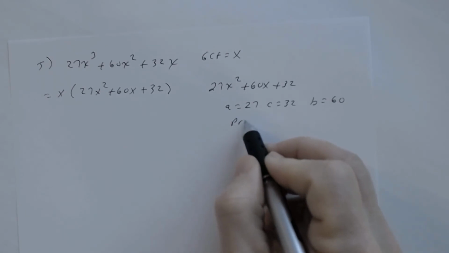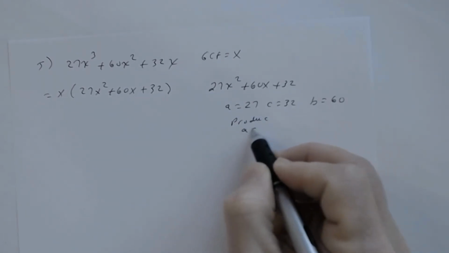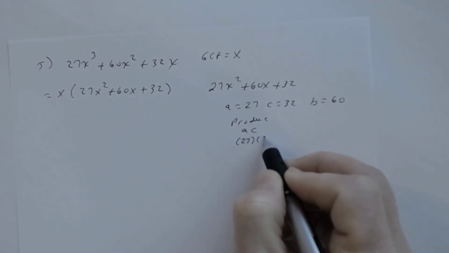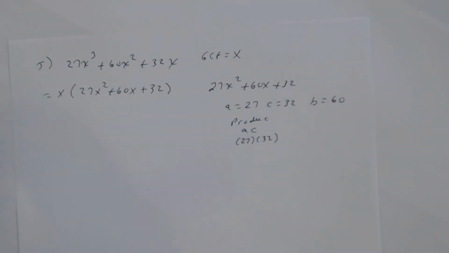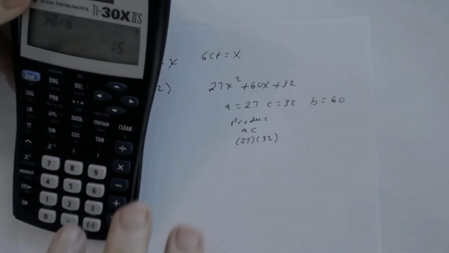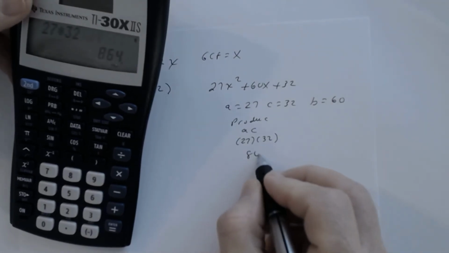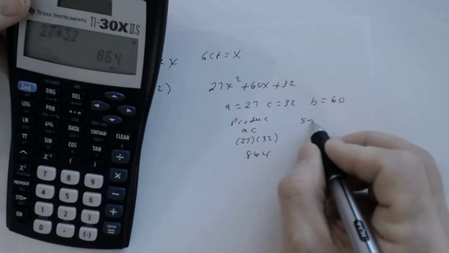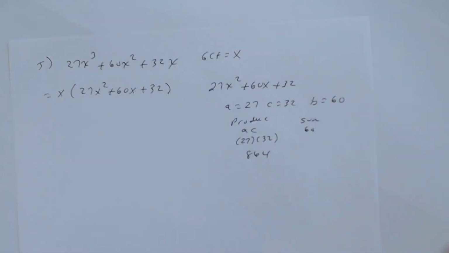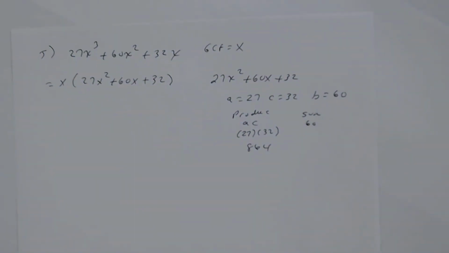So I want to find two numbers whose product is AC, in this case 27 times 32. So 27 times 32 is 864, and whose sum is 60. So this is going to be extremely challenging, right?